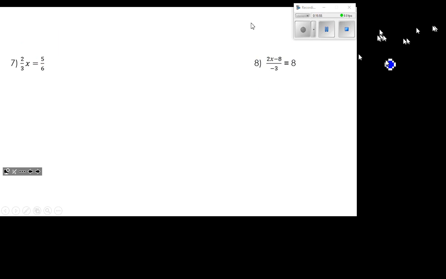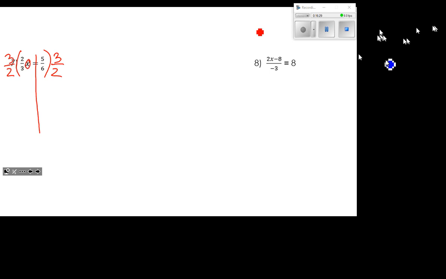So for question 7, we see fractions on both sides. Fractions are division problems, so that means we're going to be multiplying. So we have 2/3 x equals 5/6. So we're going to circle the variable, and we're going to multiply both sides by what it is we want to get rid of and the reciprocal of it. So we want to get rid of 2/3, so we're going to multiply by 3/2 on both sides.